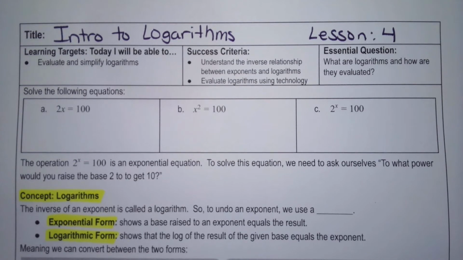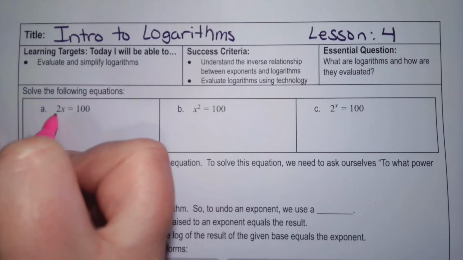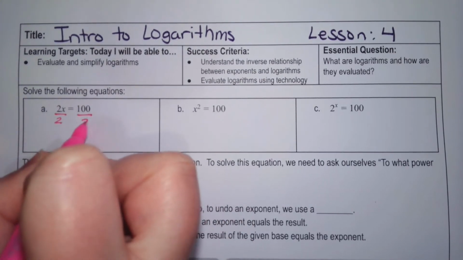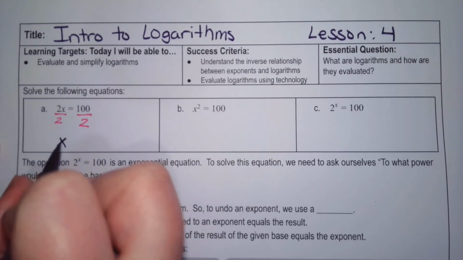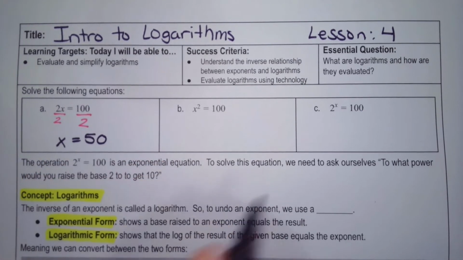So the first thing we're going to do is start with solving some equations. Let's solve for x. Our first one, we have 2x is equal to 100. To solve, all we have to do is just divide by 2, and we get x is equal to 50. So that one, we're a-okay. We're good to go.